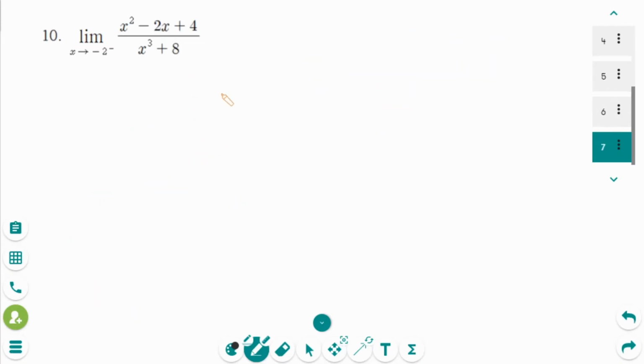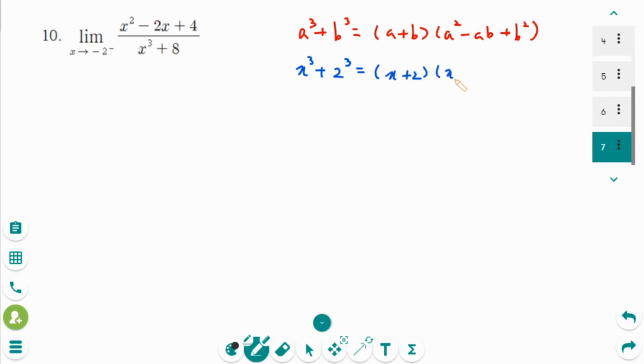This is the last one. Do you remember factoring sum of cubes? A cubed plus b cubed equals a plus b, a squared minus ab plus b squared. So in the denominator, x cubed plus 8, which means 2 to the power of 3, so x is a and 2 is b, so x plus 2, then x squared minus 2x plus 2 squared, which is 4.